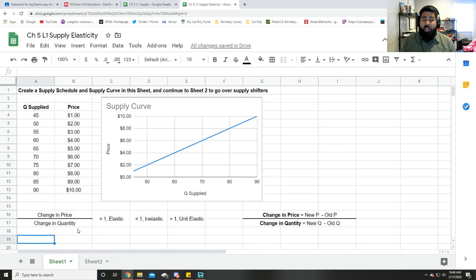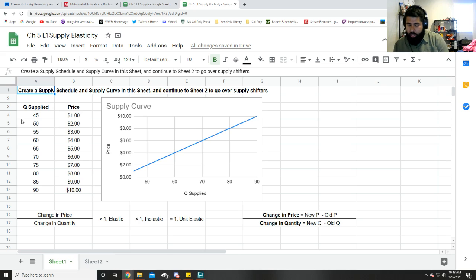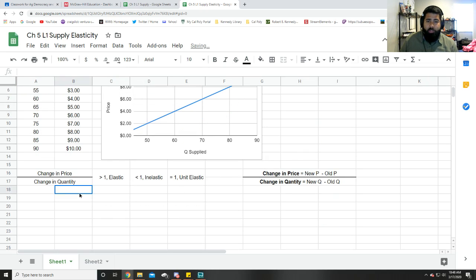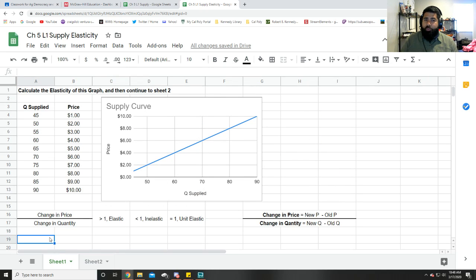And this right here is our example from before that you guys made the other day, or whatever example you might be doing, okay? But I'm going to provide you with the quantity, supply, price, and their supply curve. And of course, this actually should say calculate. I was going to say calculate the elasticity of this graph. And then you're going to continue to sheet 2. Okay? Perfect.